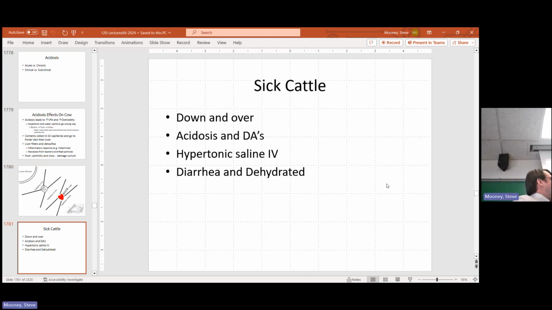So continuing on with DAs. DAs are, in my mind, related to acidosis. Displaced abomasum, twisted stomachs. This is a theory of mine. I don't know if everybody agrees, but when I presented this to my PhD committee, they said, yeah, that makes sense. So we'll see if you agree with me or not.